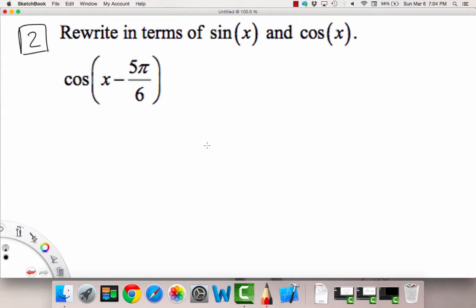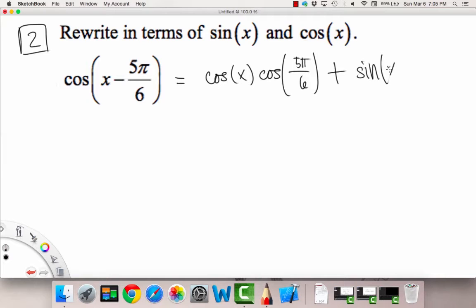Alright, here's number 2. We're going to rewrite cosine of x minus 5 pi over 6 in terms of sine and cosine x. So we see a difference or subtraction identity here with cosine. So we're just going to write cosine of x times cosine of the other angle, 5 pi over 6, and then change the sign in the middle, and then we'll put sine of both of these angles, so sine of 5 pi over 6.